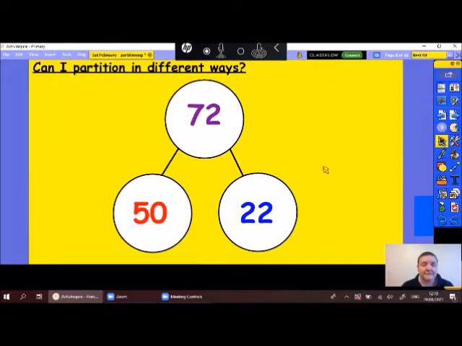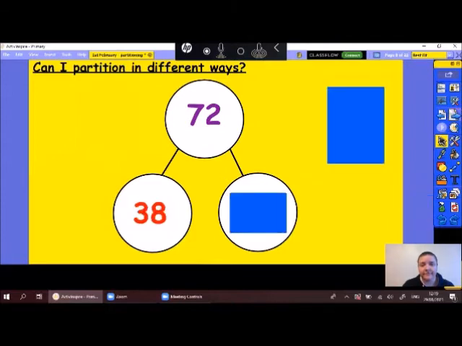I've tried to help to demonstrate this by making these numbers different colours, because in art, if you're mixing red with blue, what do you make? You get purple. So if you're adding this number and this number, you'll get your total. Let's have a look at another example.